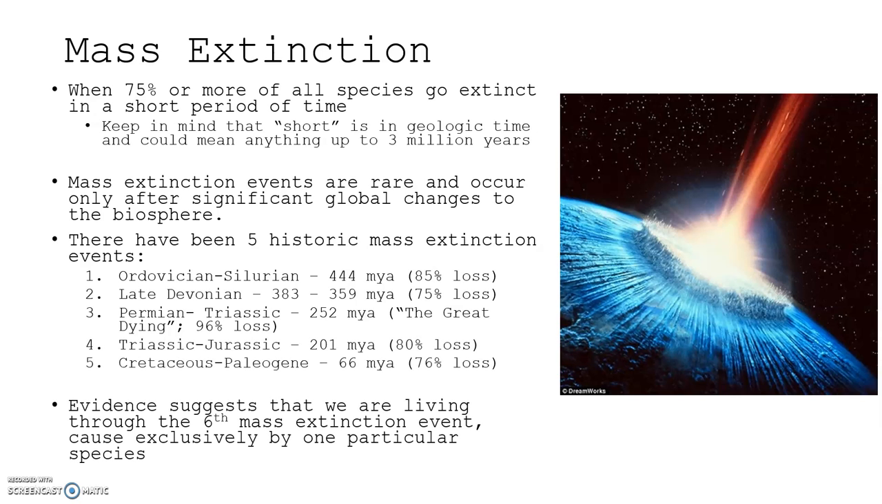but evidence suggests that we are currently living through a 6th mass extinction. We are having extinction rates on our planet much higher than the background rate. And so we are currently living through a 6th mass extinction, exclusively caused by one particular species, which is us.